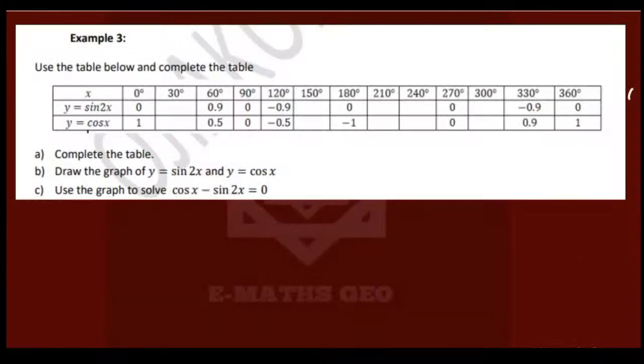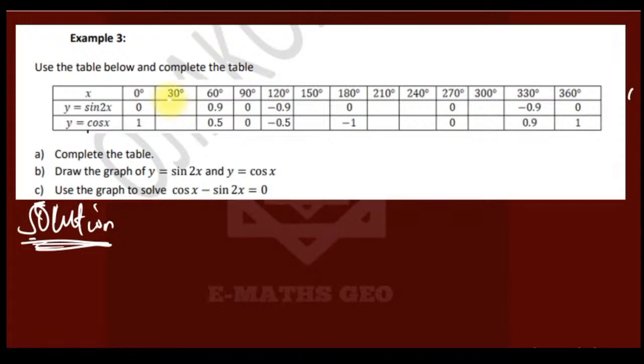Okay, welcome. We are given this table and we're asked to complete the table. Draw the graph of y equal to sine 2x and y equal to cos x. Use the graph to solve cos x minus sine 2x equal to 0. So the first thing we have to do is to complete the table, because if you are given a table of values, before we plot the graph, we need to complete the table.